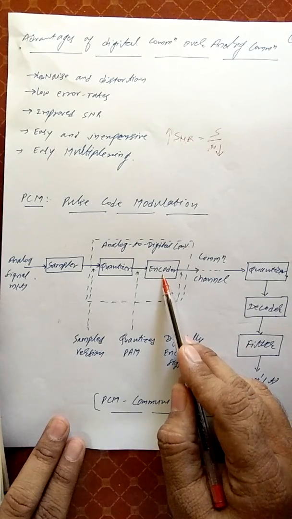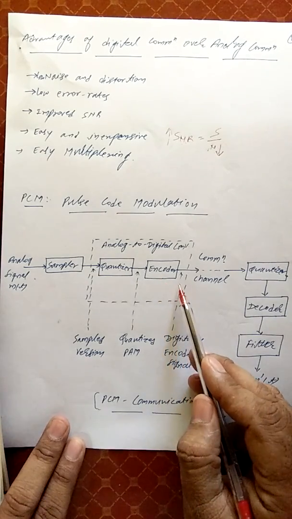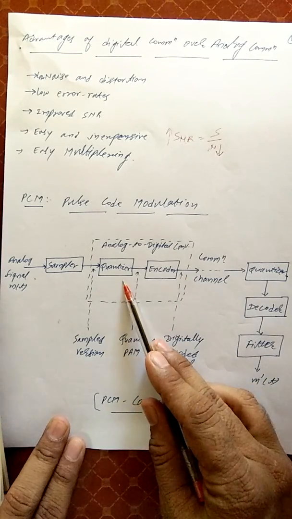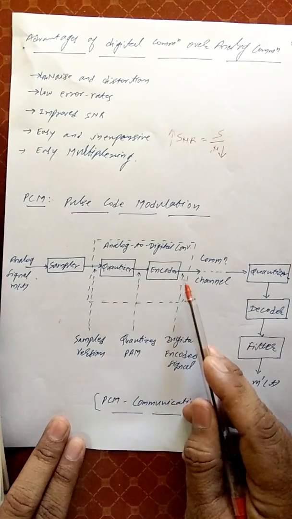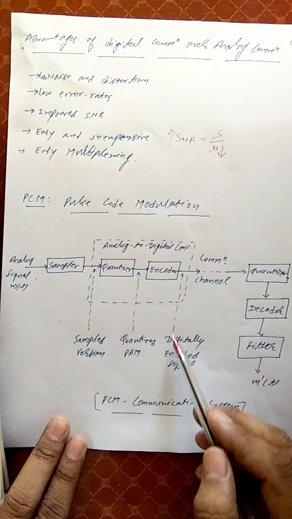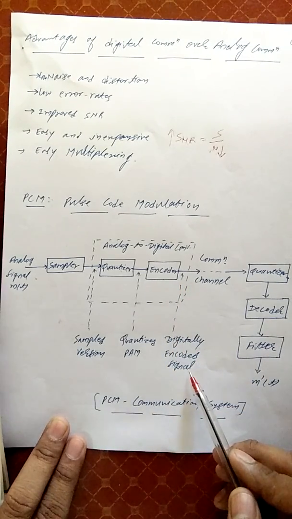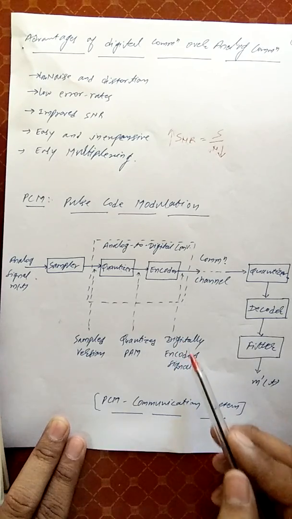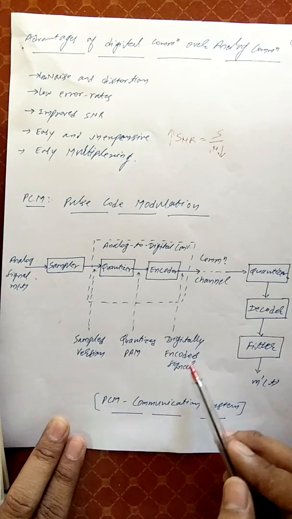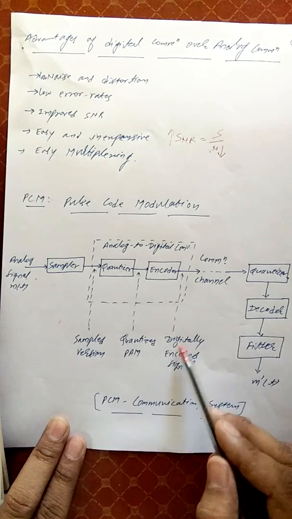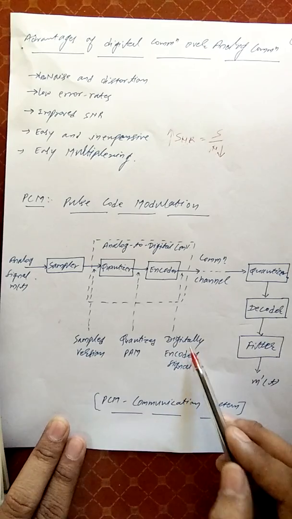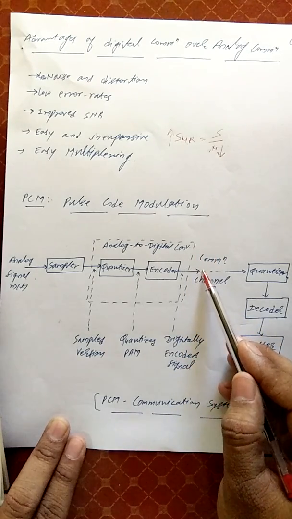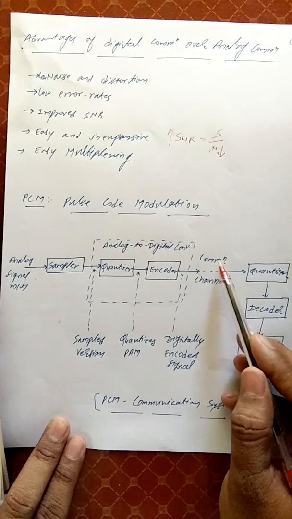The purpose of the encoder is to provide the coding of the given level. The level is given to the encoder, and the encoder provides the digitally encoded form, consisting of 0s and 1s, a sequence of 0 1 formation. This digitally encoded signal is transmitted through the communication channel.